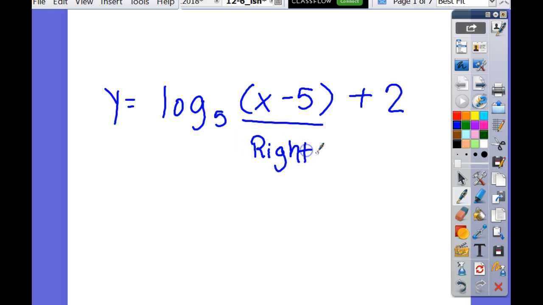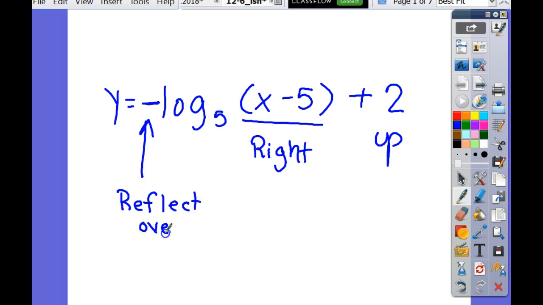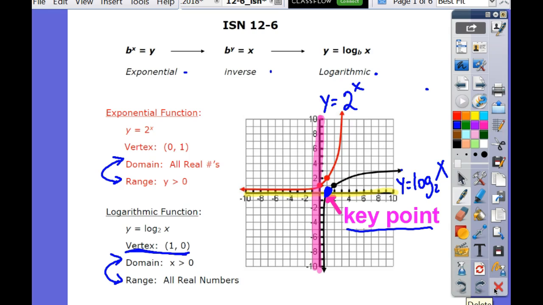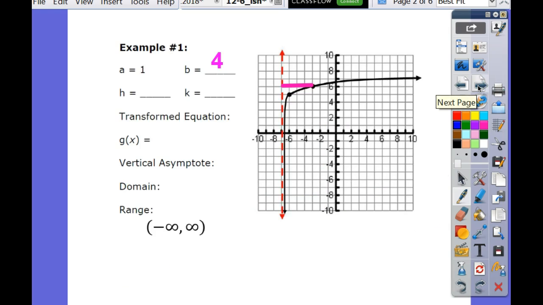If we have a plus 2 out on the end, what's that going to do? That's going to move it up. If we have a negative sign in the beginning, what is a negative sign going to do? Reflect over x or y? And so all of those same rules apply. They're still the graphing rules, and so if we know what the parent graph is, then we can make the transformations.